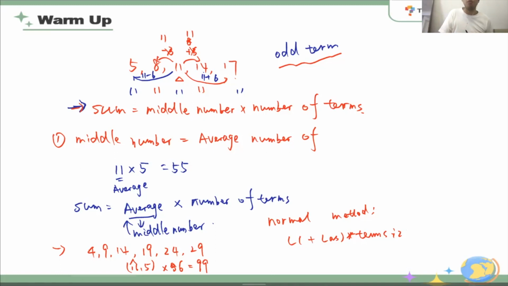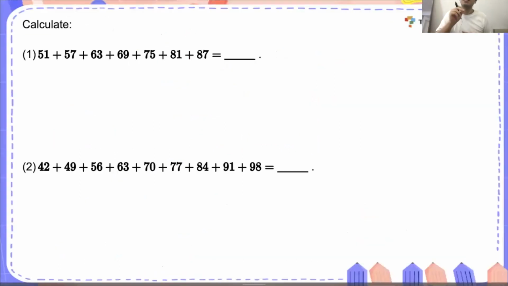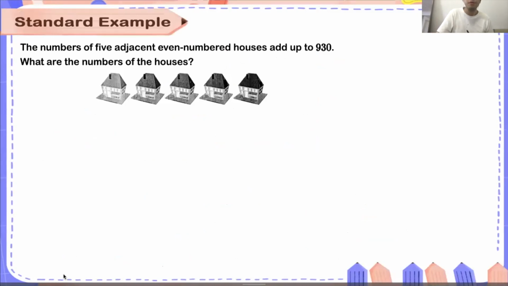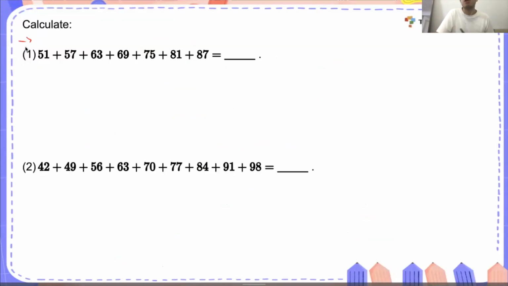Okay, and I will move to the next question. And in these 2 questions, you can use this method to help you quickly find the sum, right? Sorry for that. And in this calculation, we have 1, 2, 3, 4, 5, 6, 7. We have 7 terms here. And the first step, we need to figure out whether this sequence is an arithmetic sequence. Of course, it is. We just add 6, add 6, we can find the next term, right? Okay, and we have 7 terms.